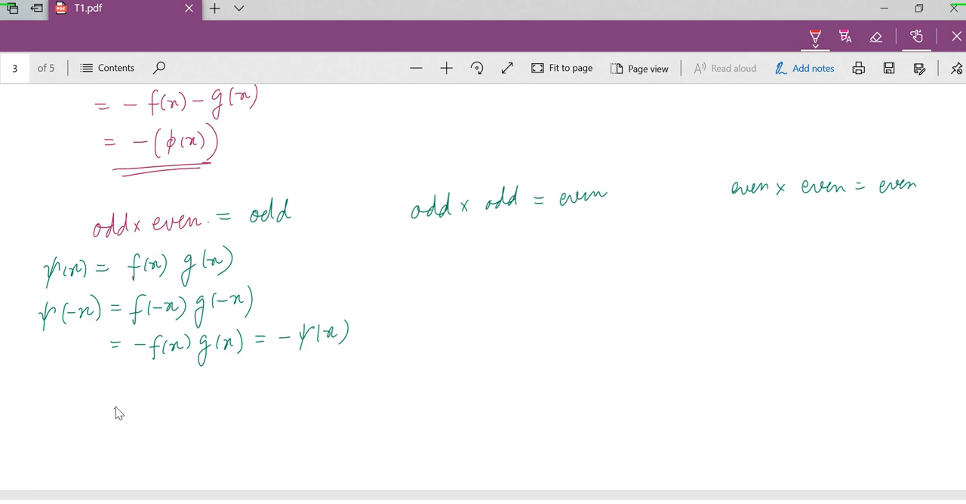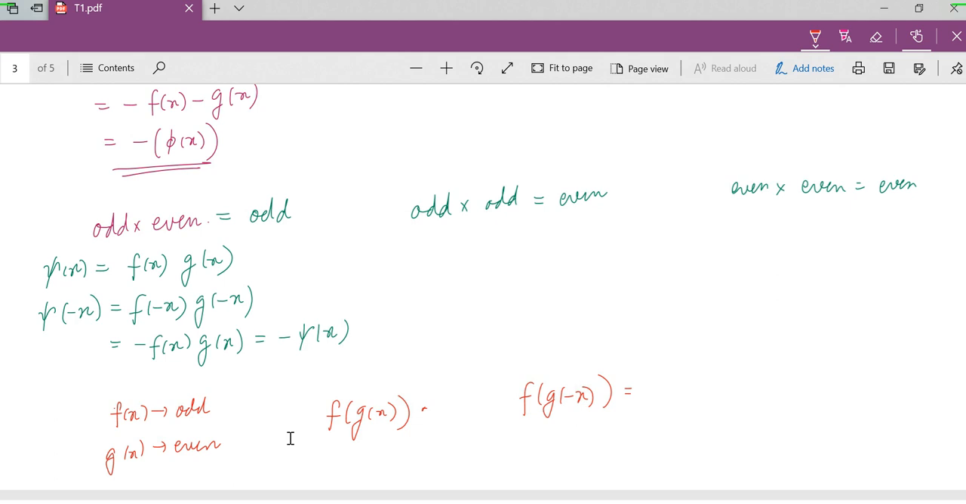Again, we are all ready to answer on our own, because if I am saying that f of x is an odd function and g of x is an even function, and someone is asking me, can you tell me what is f of g of x? Is it even or odd? So what I am going to say, no problem. If you want to check, just insert negative x instead of x.